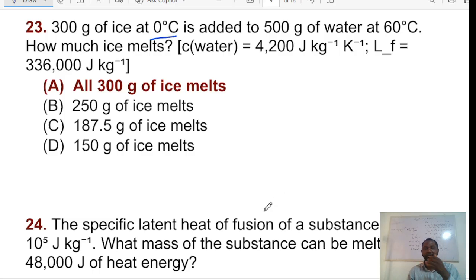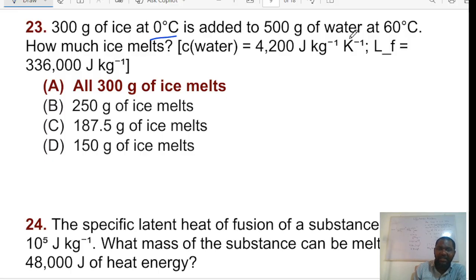It's already at 0 degrees Celsius. If it was not at 0 degrees Celsius, it won't melt yet. That means it's possible for ice to be at minus 20 degrees Celsius, minus 10 degrees Celsius. At those temperatures, it is not going to melt. It is only going to melt once it is 0 degrees Celsius. Kindly note that. And we are going to see questions relating to that as we continue.